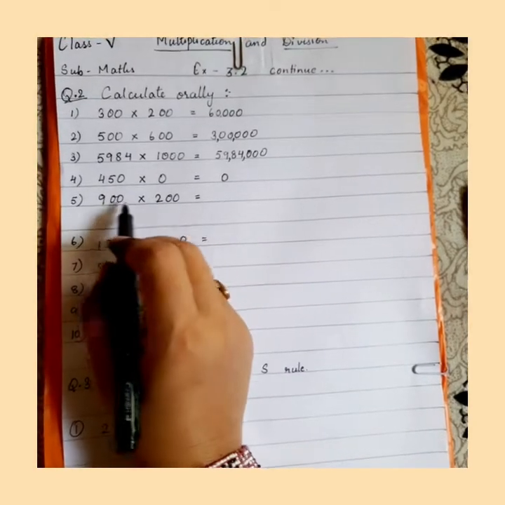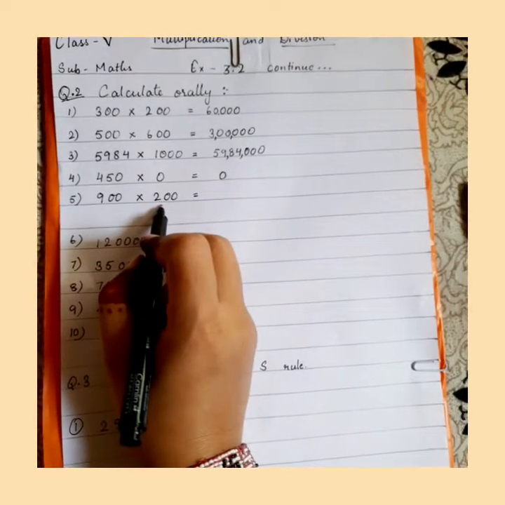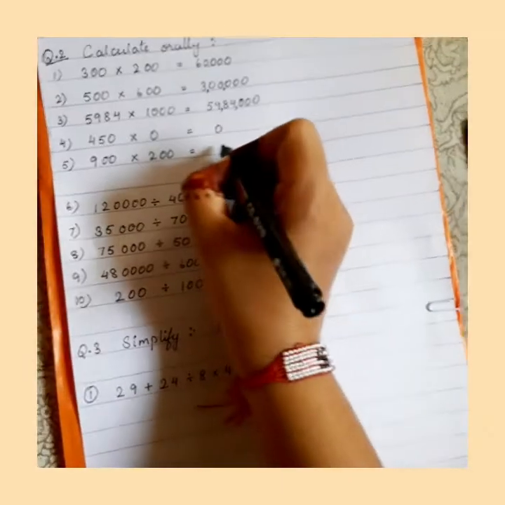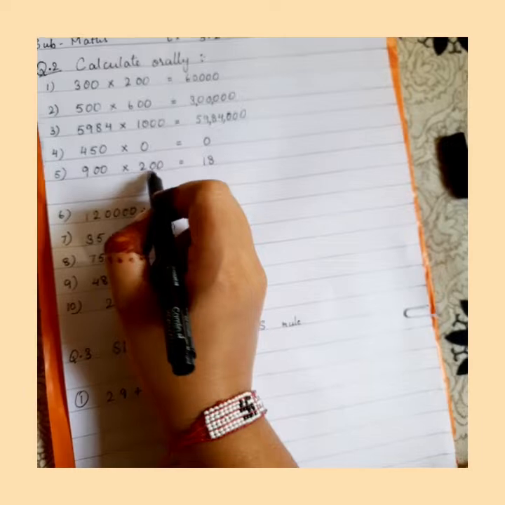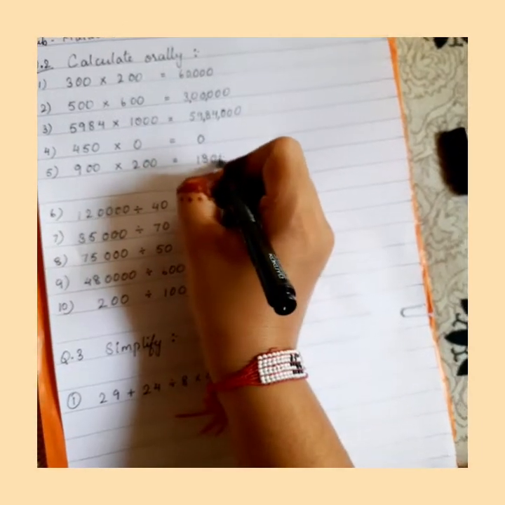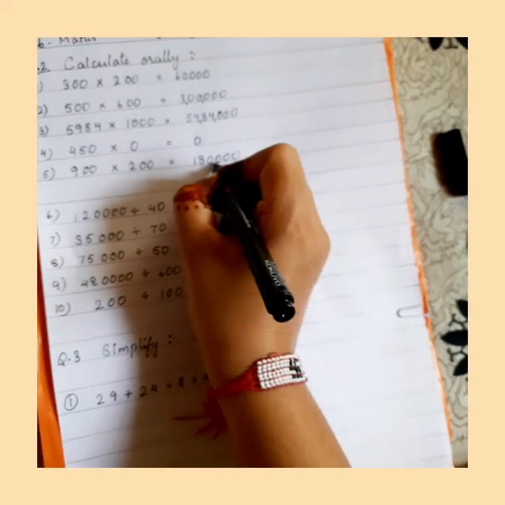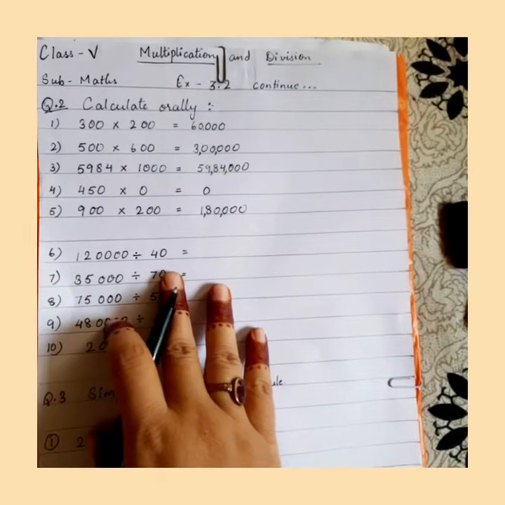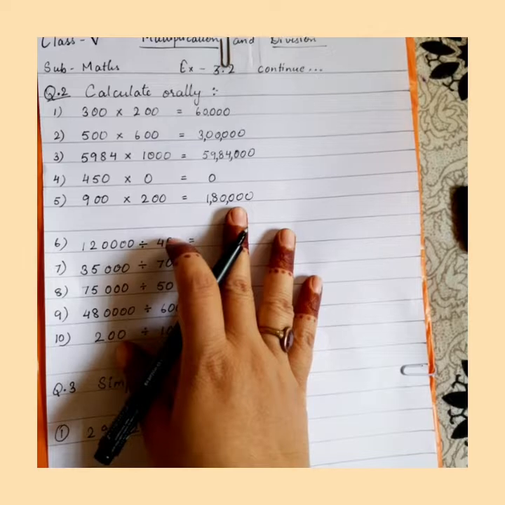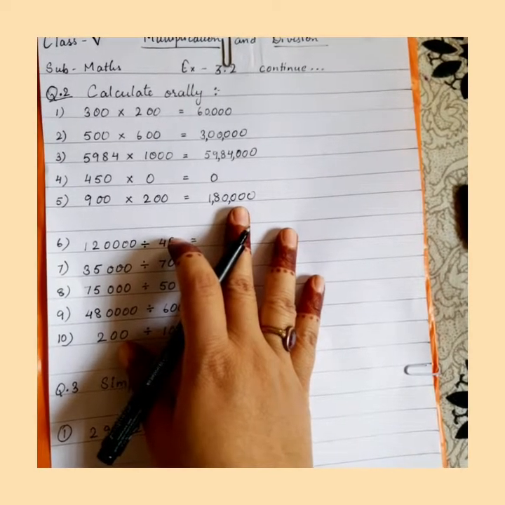Next is 900 multiplied with 200. So 9 twos are 18. And then how many zeros? 1, 2, 3, 4. So 4 zeros will be copied down here, and this will give your answer as 1,80,000. So this is about calculating orally of multiplication sums.